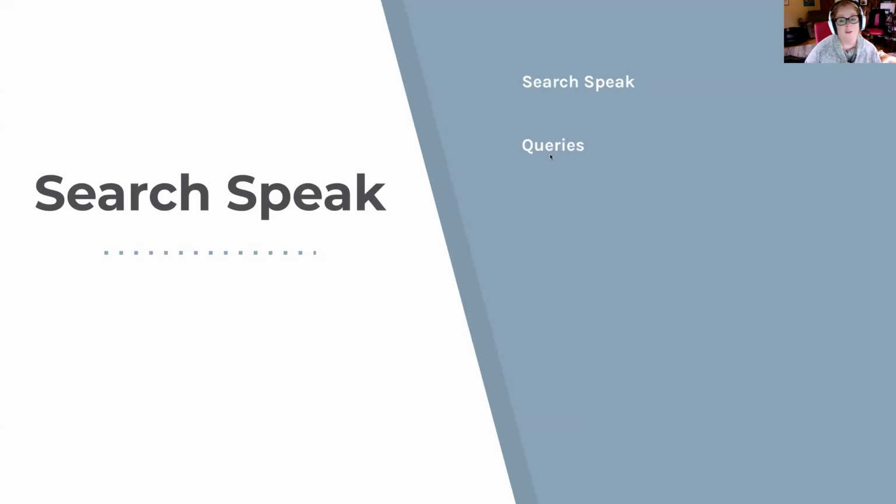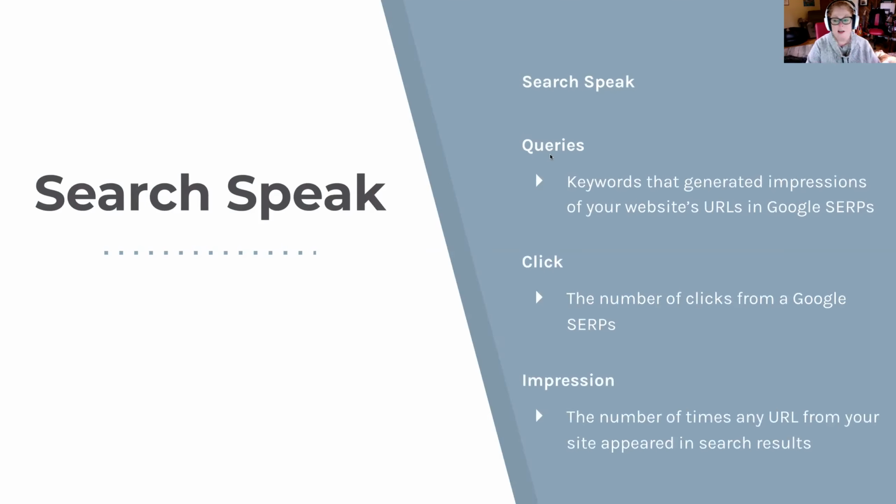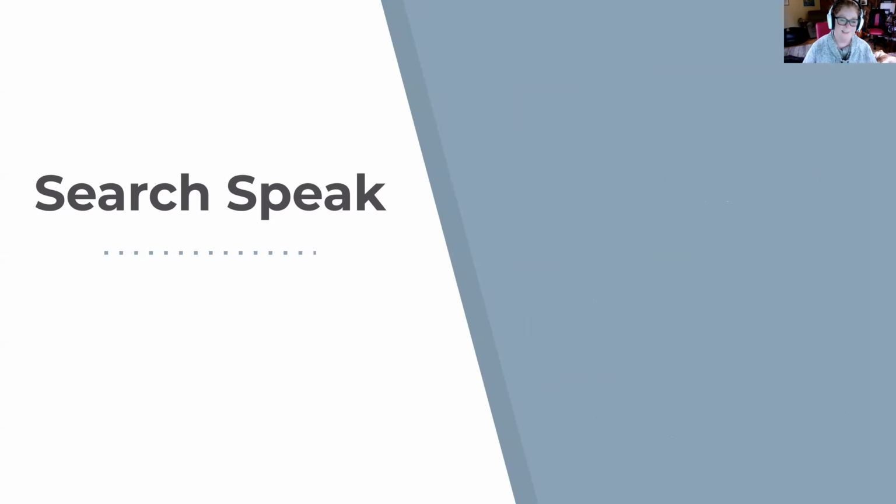A little bit of search speak, but you already know some of this. Queries are the keywords that generate impressions when your website shows up on the search engine results pages. A click is the number of clicks from the SERPs from Google, just from Google. Search Console only measures Google traffic. Impressions are the number of times the URL is seen in the search engine results, and that can even mean if you're on page 60, it still shows you.